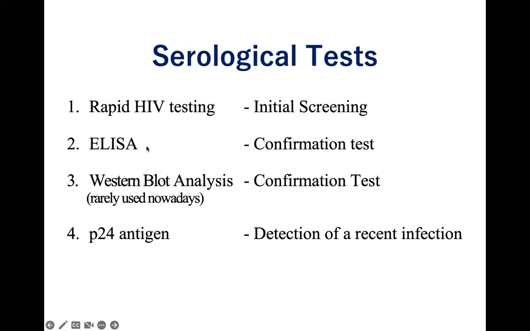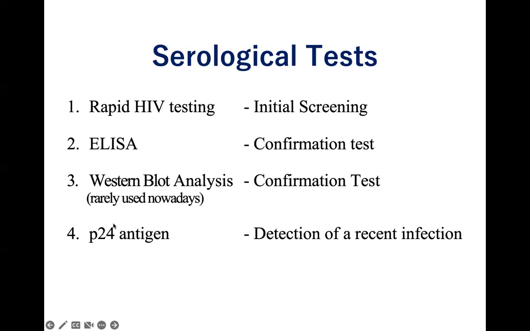Some of these tests, like the ELISA, have also been modified recently so that they measure both antibodies and antigen. So we call it an ELISA combi test, because it's a combination of both antigen and antibody test. And in fact, some of the most recent rapid tests have also incorporated antigen testing, but they are mainly skewed towards antibody testing.